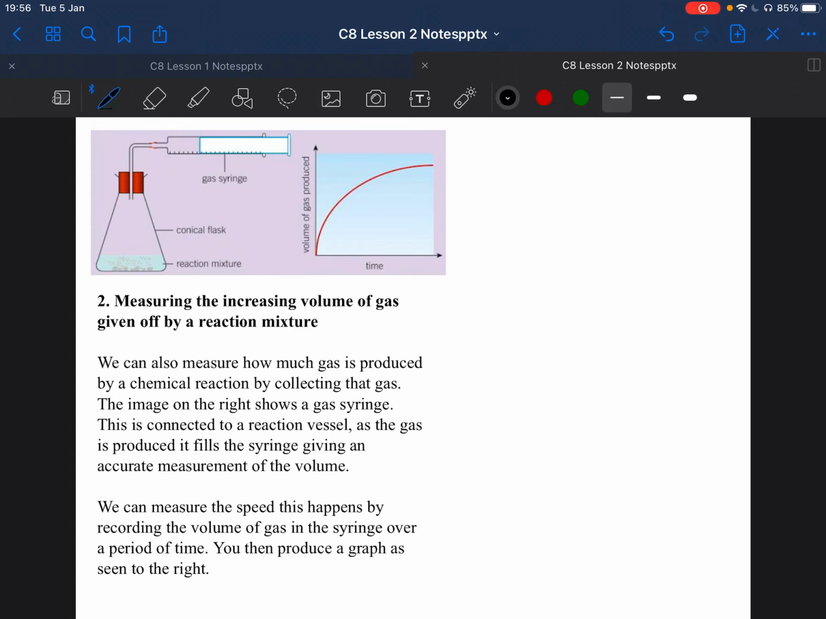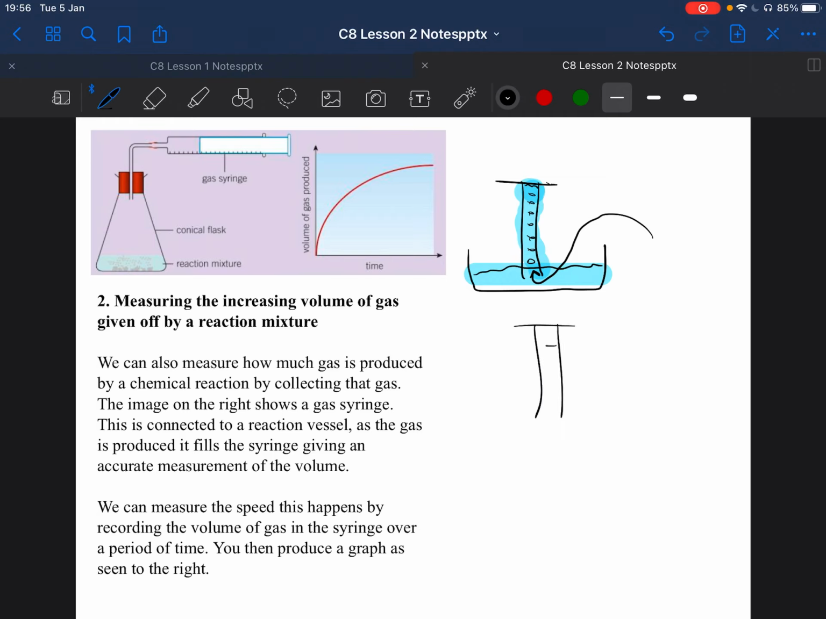Now we can do this another way. We can get a dish and fill that dish with water, and then get an upturned measuring cylinder like so, also filled with water. Just colour that in, so imagine that's all the water there. What that allows us to do is feed our delivery tube in here like that, and as the bubbles of gas come through from our reaction mixture, it would displace the water, and eventually we would get a bubble of gas here at the top, and that would also give us a volume of gas produced over time.